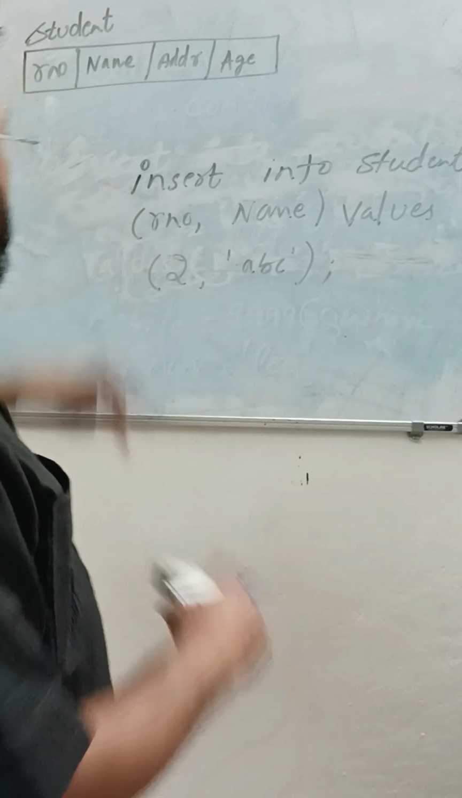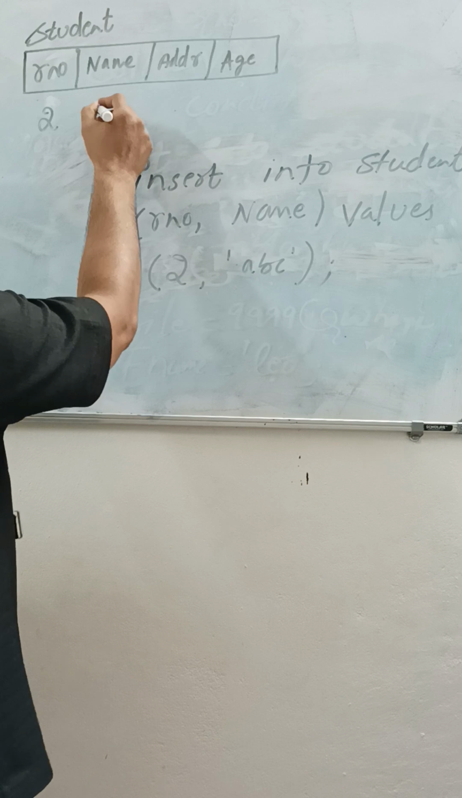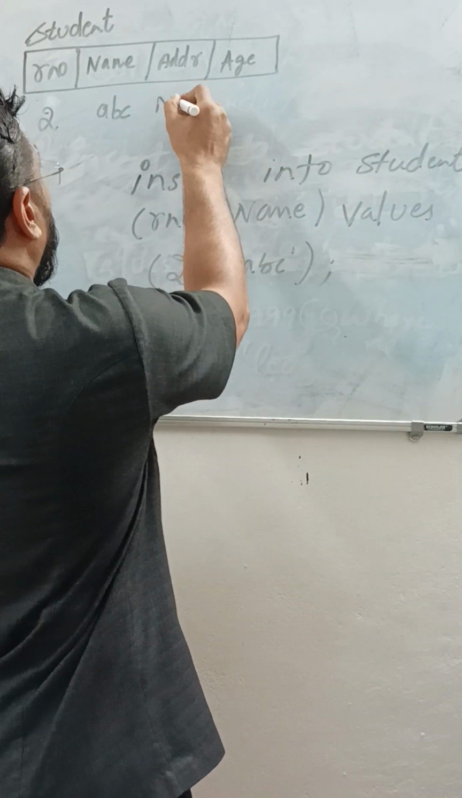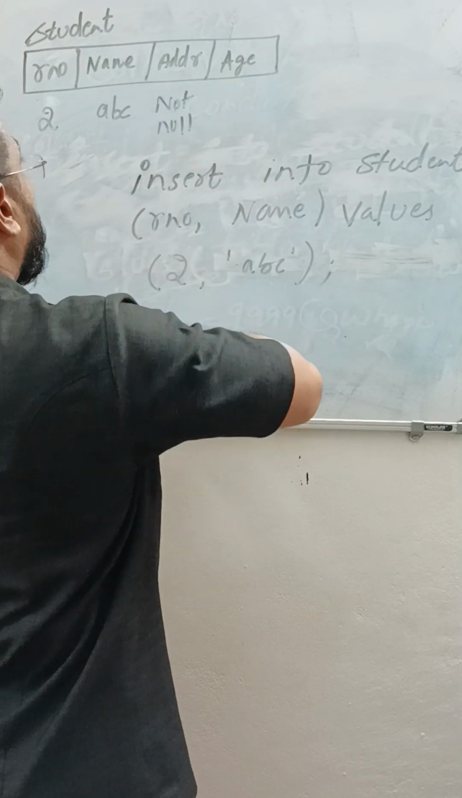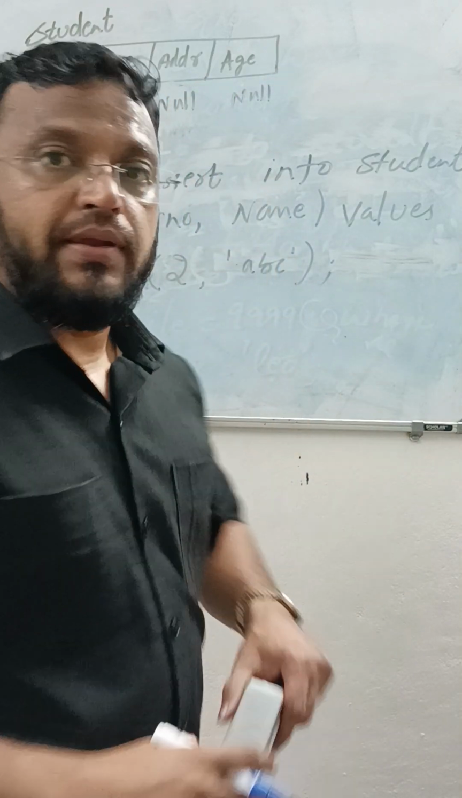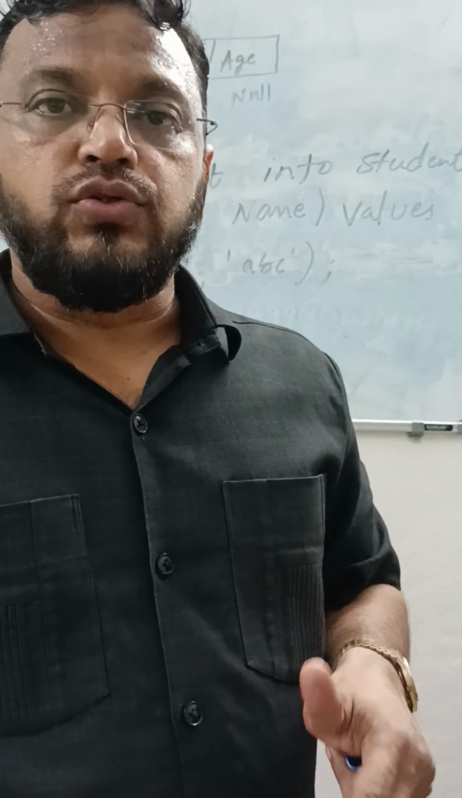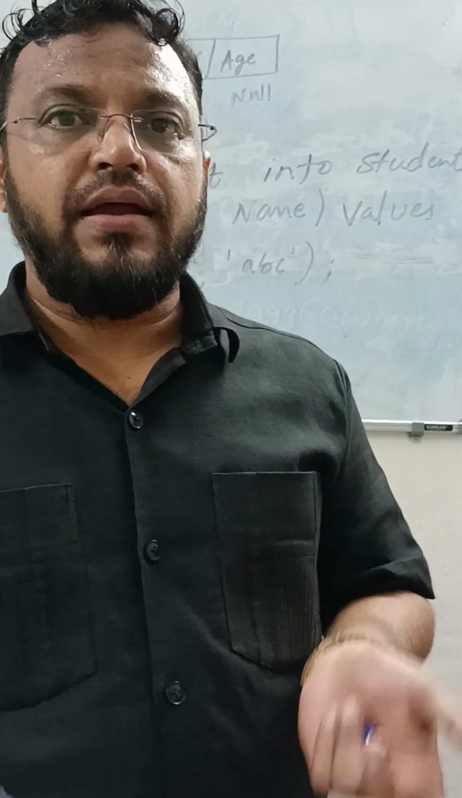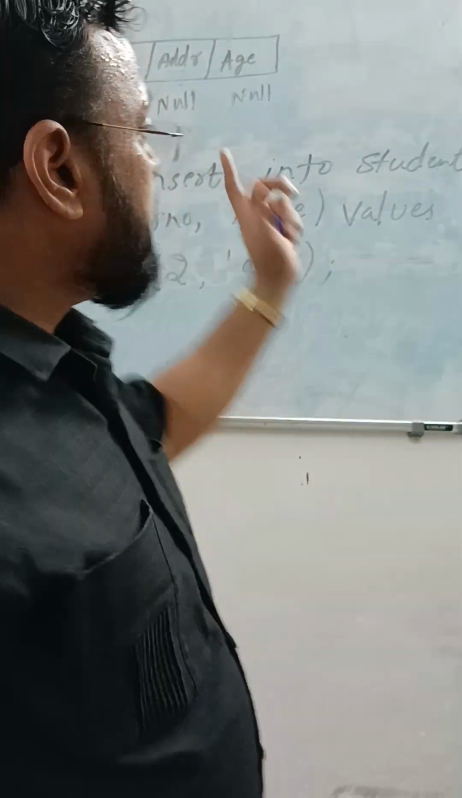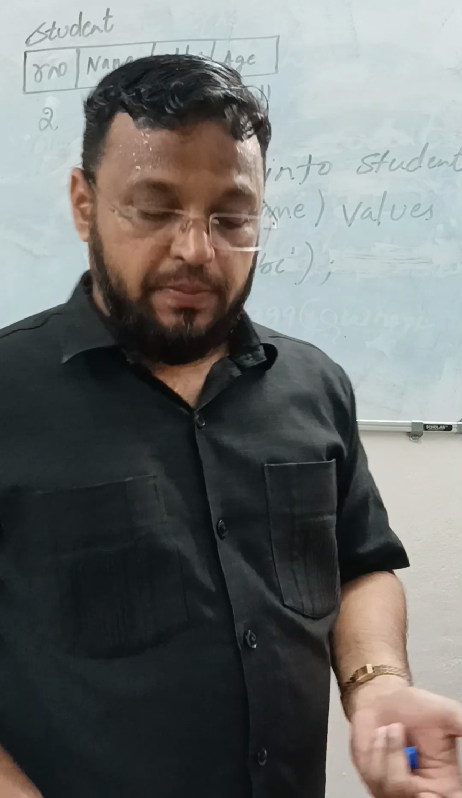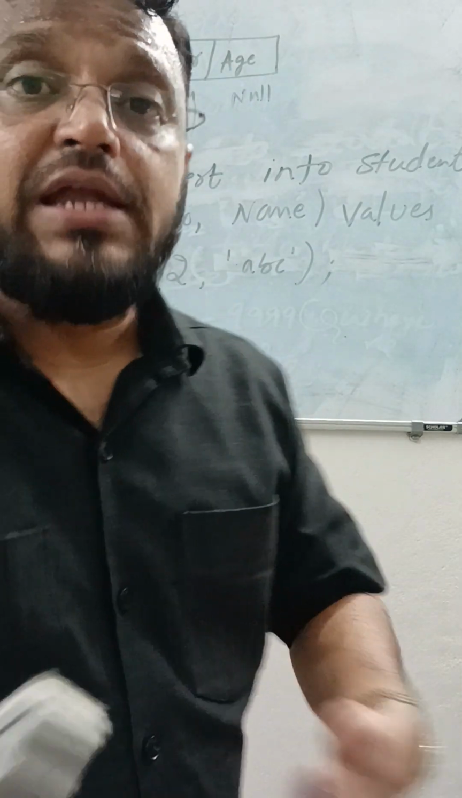So what will happen? Here the roll number will be 2, name will be ABC, and for these two columns, it will be null because you are not adding data there. So temporarily it will be null. Later you can update that and add values for those particular columns. So like this you can insert, and one more thing is you can give multiple values also.